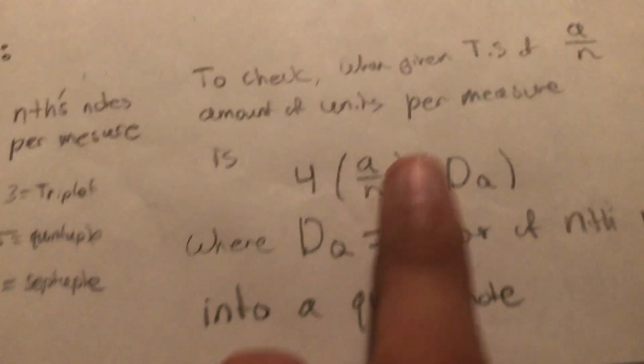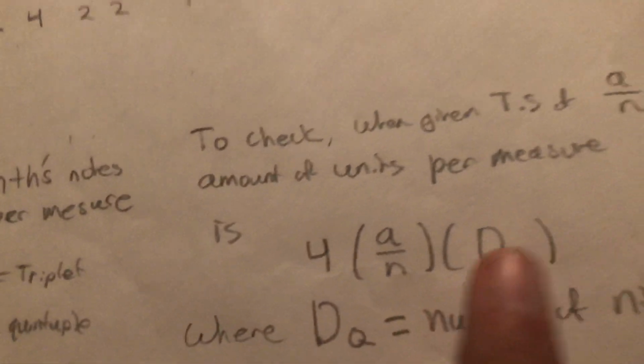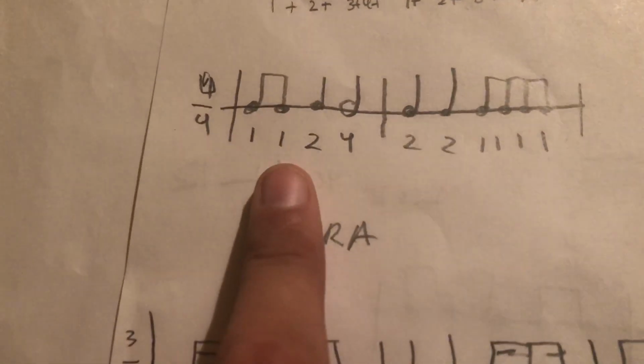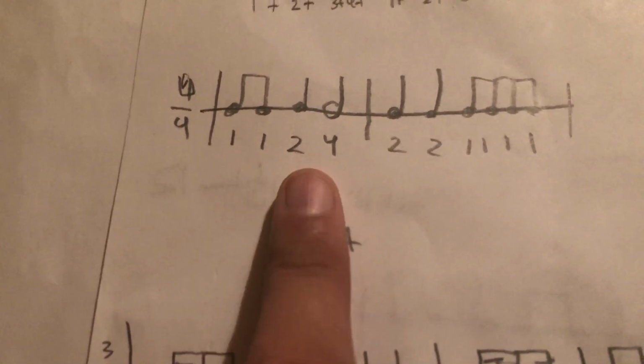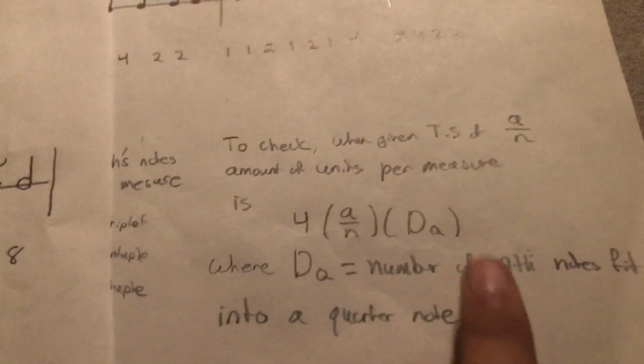So, for instance, let's plug it in. 4 times 4 over 4 times 2 is 8. And what do these all add up to? 1, 1, 2, plus 2, plus 4, 8. And this could work theoretically for anything.